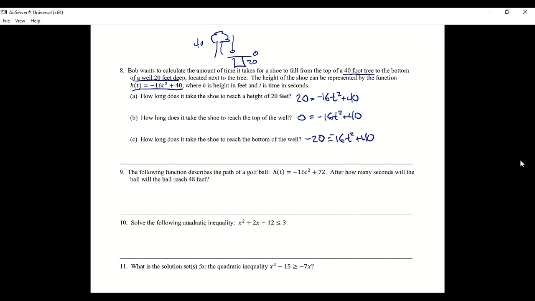So here, since we have our squared, we would end up with two square roots, one positive, one negative. Again, we're dealing with time. We don't care about the negative. So we're going to go to second trace, 5. We're going to bring our cursor over to the second intersection. We're just going to hit enter 3 times. And so this one is time equals 1.12 seconds.